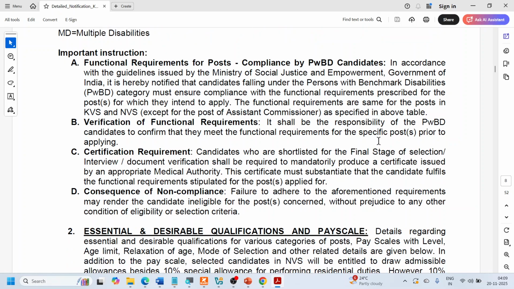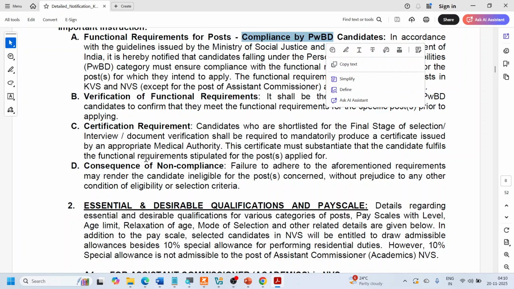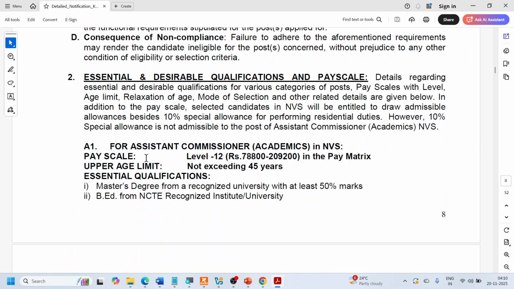So now coming to the important instructions that they have given over here, functional requirement. So compliance with the physically weak and backward. Okay, so you have to ensure that you are in compliance with the requirement. Okay, that is very much required. I'll tell you what the requirements are later. Your verifications will be done, whichever post you are applying for, whichever category you apply, definitely verification will be done.